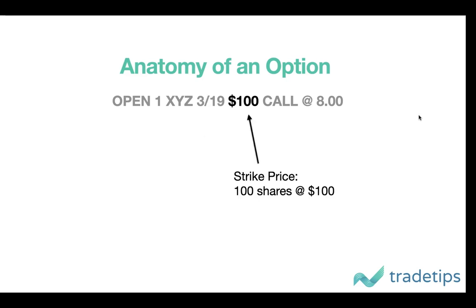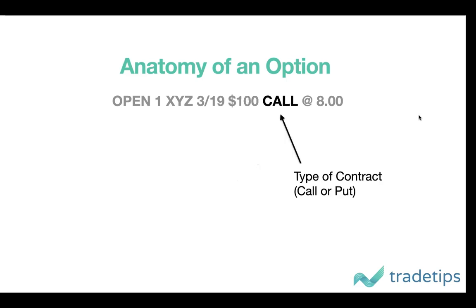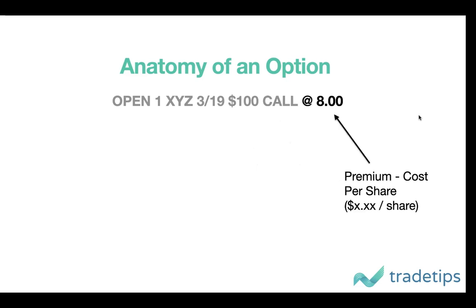Our strike price is, in this case, $100. That means that you have the right to buy 100 shares of XYZ at $100. We'll be talking about that more in the next segment. The type of contract here is usually just going to be a call or a put. And then the premium is described here, and that's the cost per share. So the 8.00 represents that you'll be paying $8 per share times 100 shares.